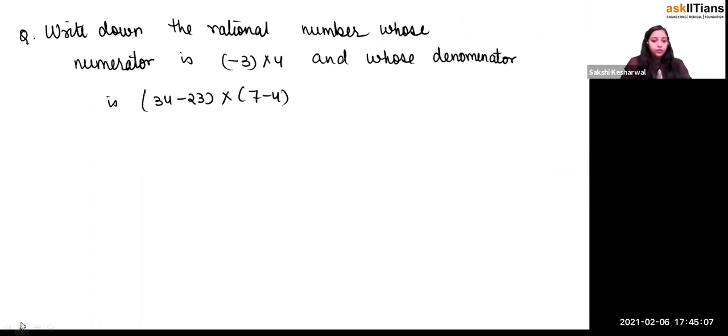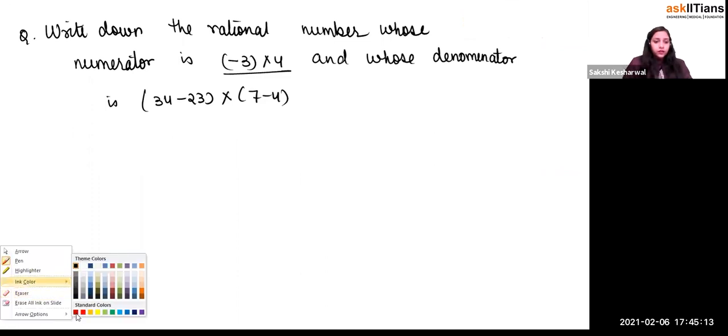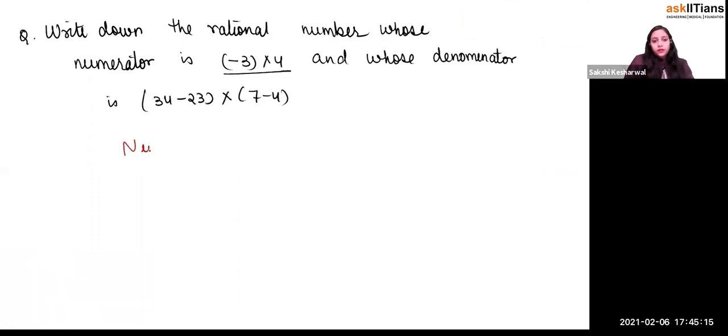So what you have to do, you have to follow the BODMAS, right? So the numerator is equal to -3 into 4, right? And its denominator is equal to what, beta? 34 minus 23 is equal to 11, and 7 minus 4 is 3, right or not? Yes.